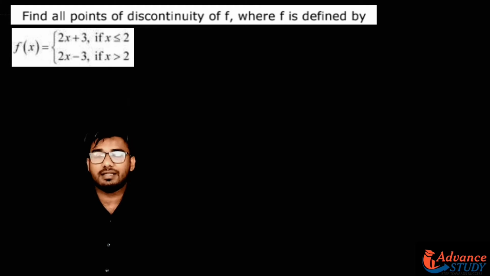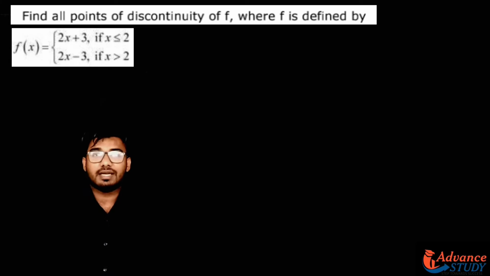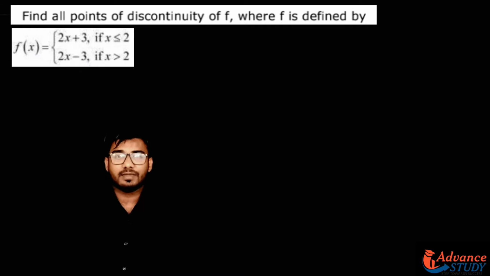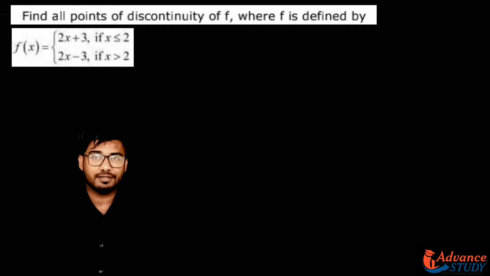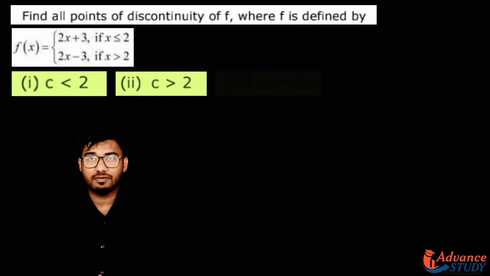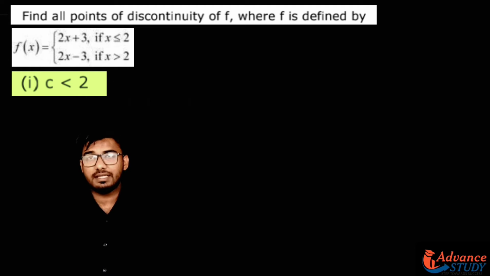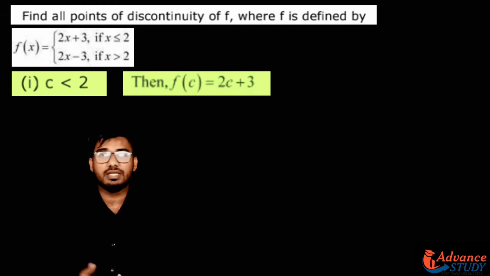It is evident that the function f is defined at all points of the real line. So let's take a point c on the real line, where three cases arise: c is less than 2, c is greater than 2, and c is equal to 2. So we have three cases. Now we take case number 1, that is c is less than 2. So f(c) is equal to 2c plus 3, putting the value x equal to c.